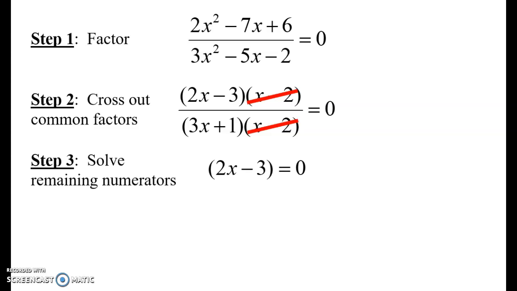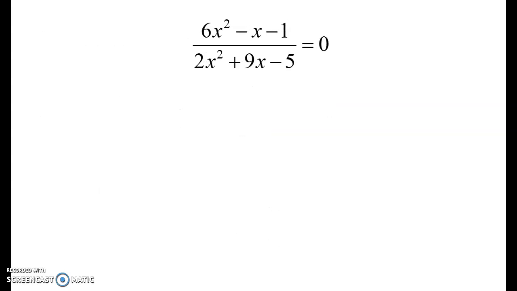So you have 2x minus 3, set it equal to 0, and solve for x. So you're going to add 3 and divide by 2, which gives you 3 over 2. And that is your answer. All right, there's one more. Again, please pause the video, try this one on your own, see what you come up with, and then check back with the video to see if you got it right.